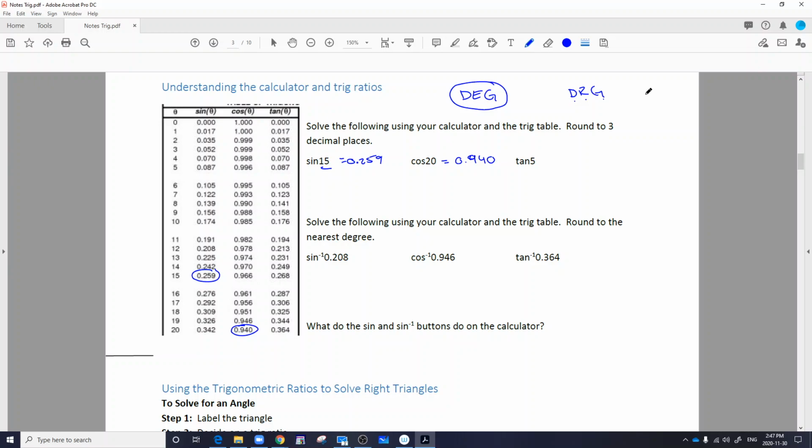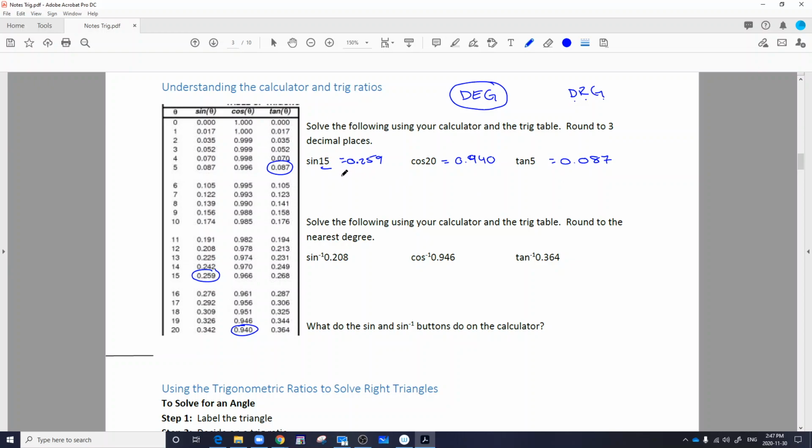Okay, but I want everybody to now plug into their calculator tan of 5. Or you can use this handy dandy trig table, and you can see that you should get an answer of 0.087. Okay, is everybody okay? Well, I guess you can't respond to me. I have a hard time talking to a video.